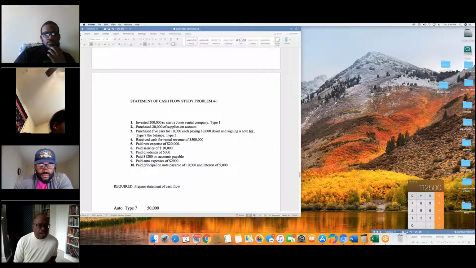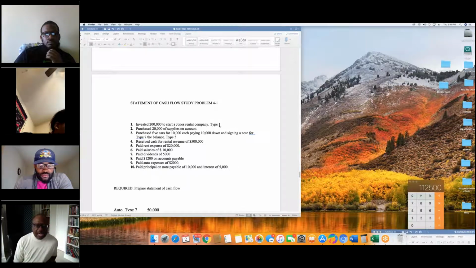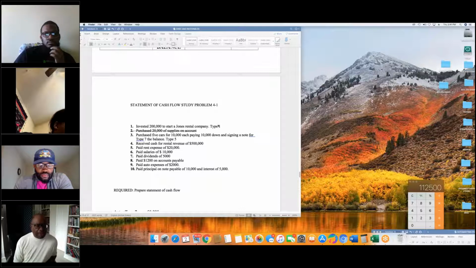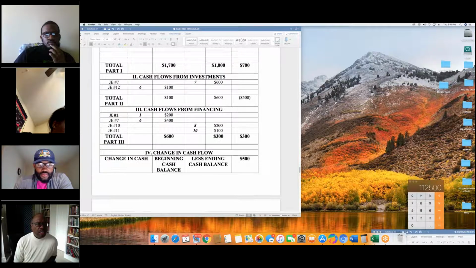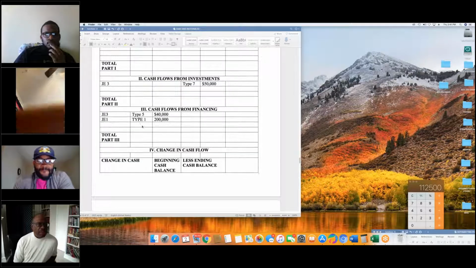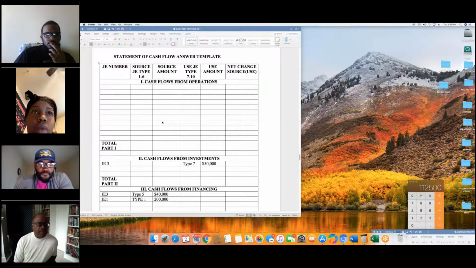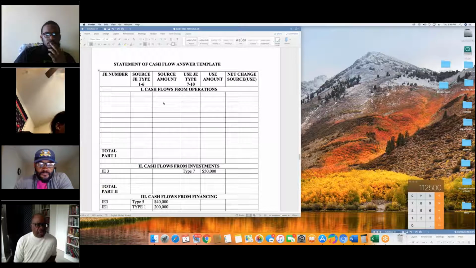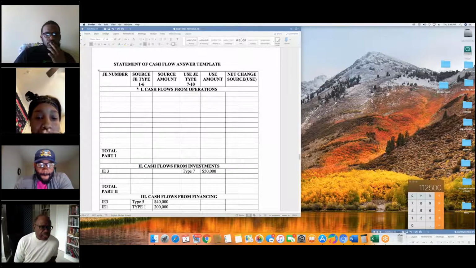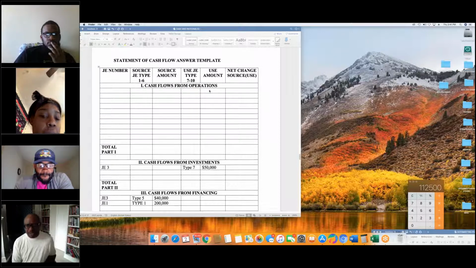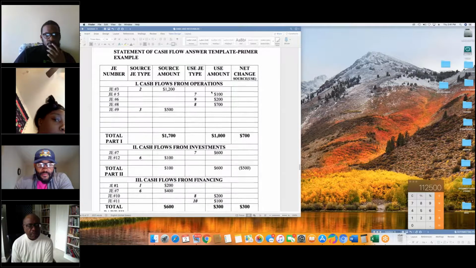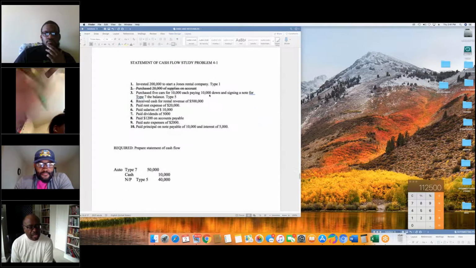We invested $200,000 in the company. That's a type 1. Where do type 1s go? Part 3. You go in part 3. So with the type 1, 200,000, it goes here. And as we said before, anytime the journal entry type is 1 through 6, it's a source. If it's 7 to 10, it's a use. Is that clear to everyone?